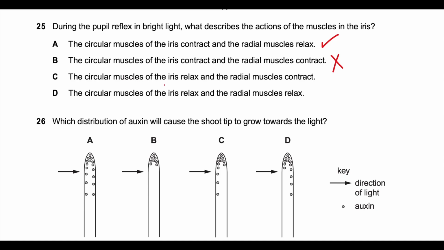C. The circular muscles of the iris relax and the radial muscles contract. That's right in the dim light, not the bright light, and the question is asking about the bright light. D. The circular muscles of the iris relax and the radial muscles relax. Again, the same action. No, it's wrong, and even it's not applied. So the right answer for question 25 is A.